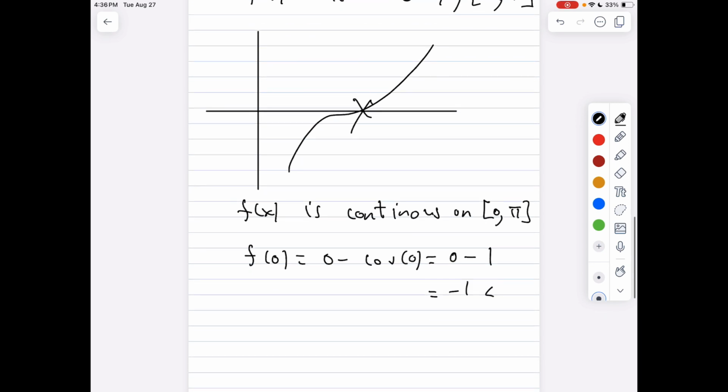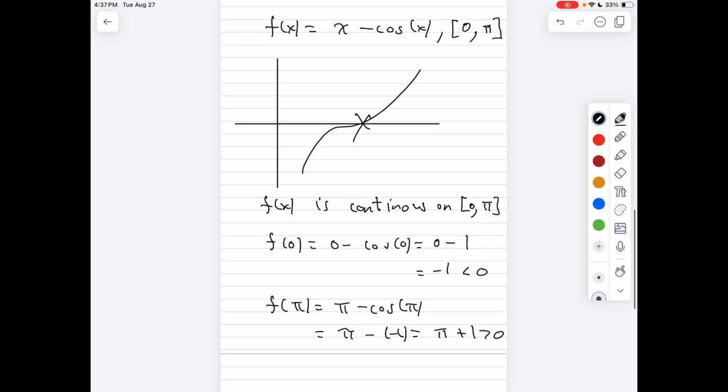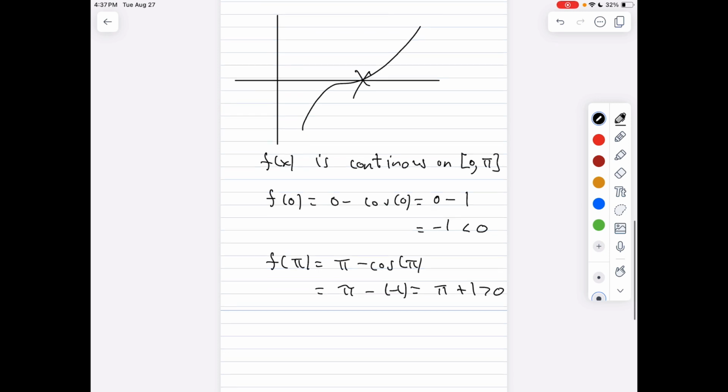So if you plug 0 in, you get a negative value out of it, so it's less than 0. And if we plug pi in, you get pi minus the cosine of pi. Okay, so this is going to be pi plus negative 1, or sorry, minus negative 1, excuse me. And I guess I'm thinking ahead here. Two negatives make a positive, so pi plus 1. Okay, pi is positive and 1 is positive, so the result is positive. Okay, so we found an interval where the function value at one endpoint was negative, and at the other point it's positive, and your function is continuous.